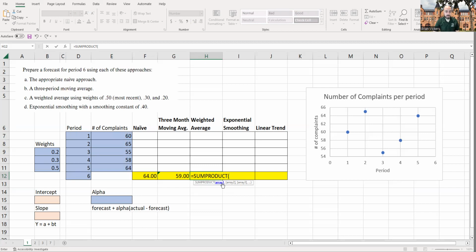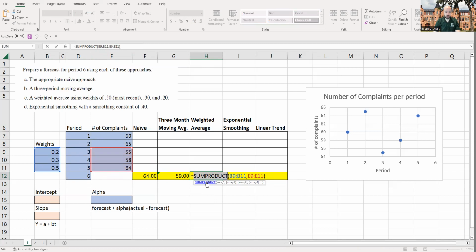And when you type this, it asks you to fill in 2 arrays or more. So the first array is going to be my weights, comma. My second array is going to be the number of complaints in periods 3, 4, 5. And then I just hit enter, get the same number. So if I wanted to have 4 weights, I would just highlight these 4 and these 4, right?